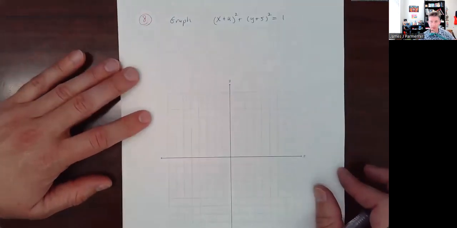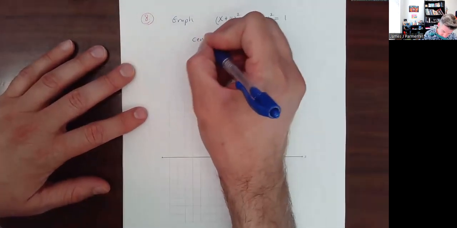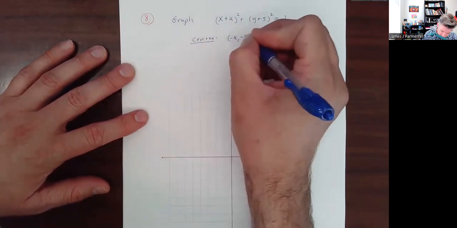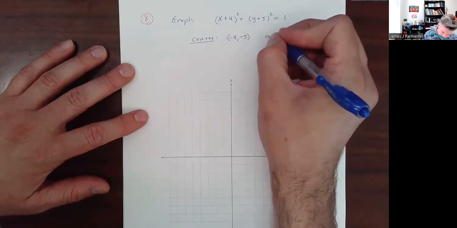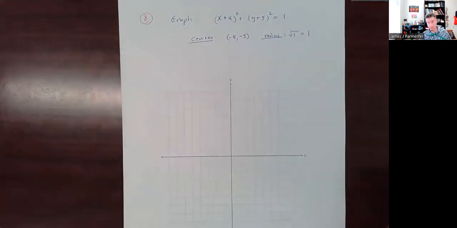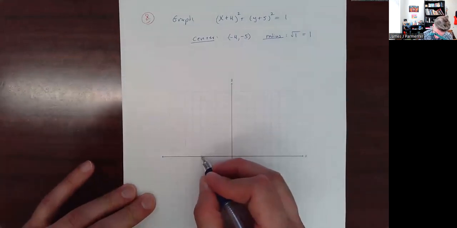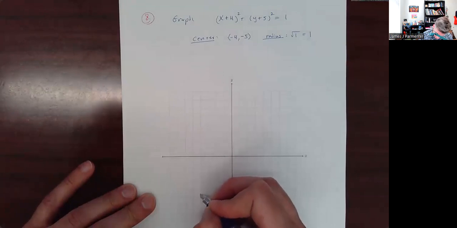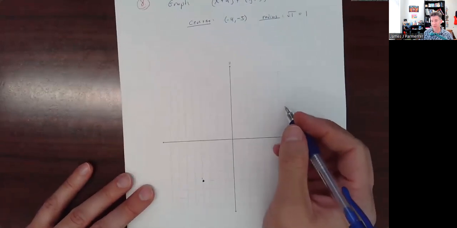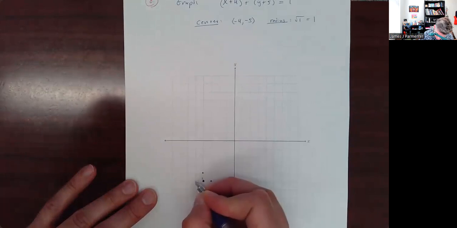Oh, sorry, I can't quite see that. There we go. This one I made a little easier. So my center is going to be x is -4, y is -5. My radius is the square root of 1, which is just 1. So I go left 4, 1, 2, 3, 4, down 5, 1, 2, 3, 4, 5. Right there's my center. And then I'm going to go 1 in each direction. It's not going to look very exciting because my radius is pretty small. Go 1 there, 1 there, 1 there.